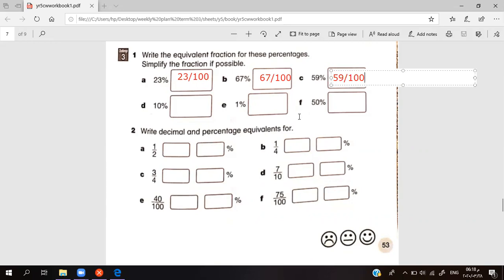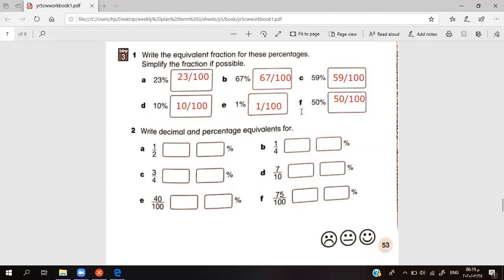Please pause me and answer D, E, and F quickly. And when you finish, unpause me to listen to how we do it. Here it's easy: 10 over 100. While here is 1 over 100, and here is 50 over 100.